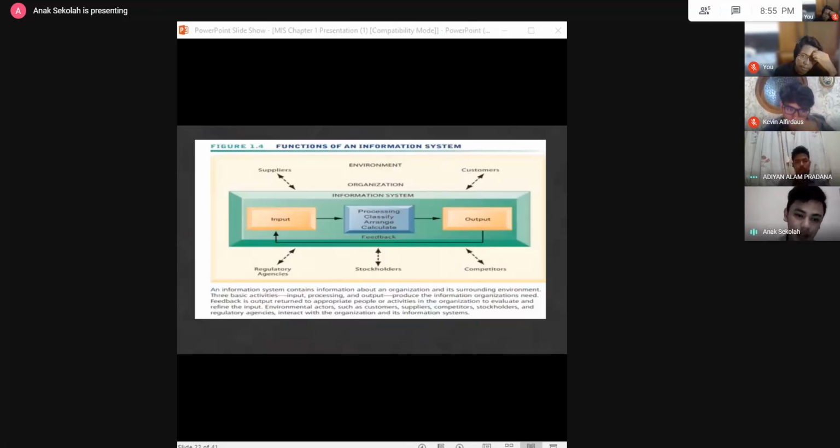Okay, here is the function of an information system. An information system contains information about an organization and its surrounding environment. Three basic activities, input, processing, and output, produce the information organizations need. Feedback is output returned to appropriate people or activities in the organization to evaluate and refine the input. Environmental actors such as customers, suppliers, competitors, stockholders, and regulatory agencies interact with the organization and its information system.